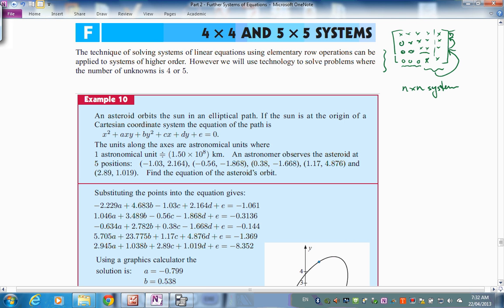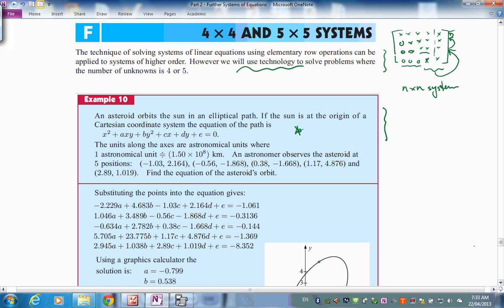by creating all zeros there, and then doing the same procedure. All right, well, we're actually not going to do that. We're going to use technology to solve problems like that. But here's our elliptical path problem that was right back at the beginning.